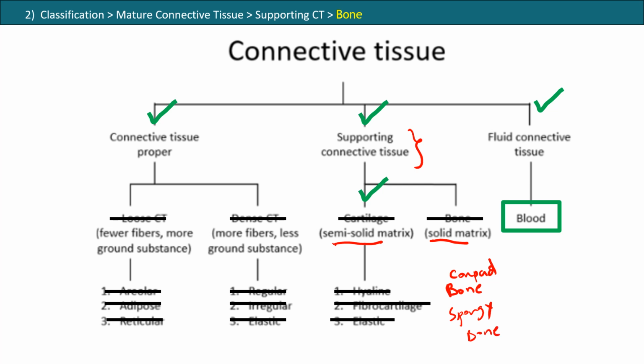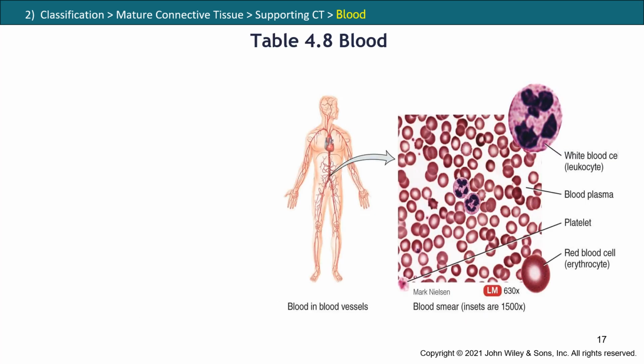and different structures. Now we're going to move into the last type of connective tissue, that is the fluid connective tissue, and we're going to talk about the blood and, of course, the lymph. Okay, so let's start. So here you can see the different blood vessels, and here inside of that you can see a light microscopy picture of your blood.